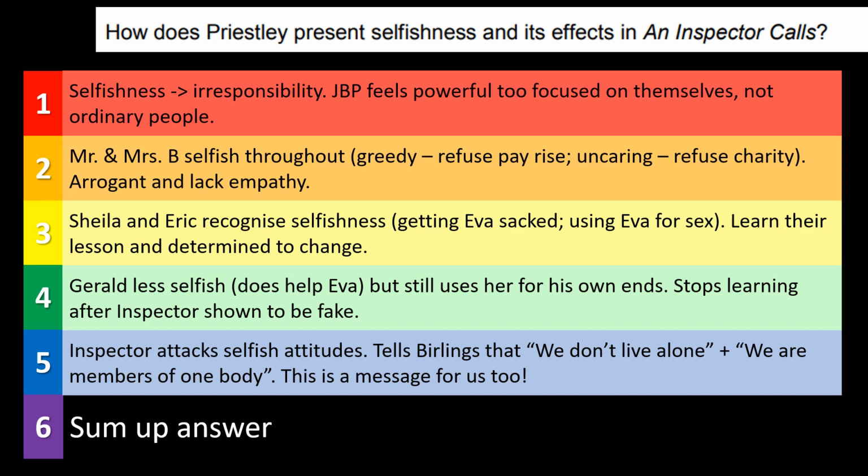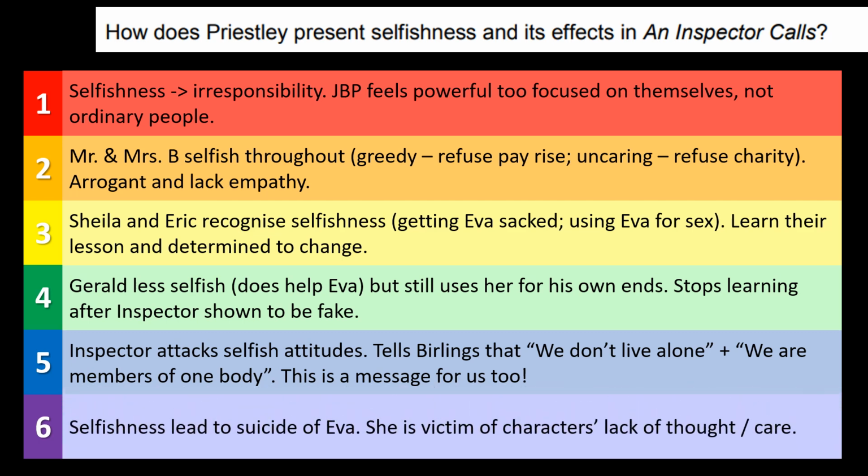In his speech, the inspector reminds the Birlings and us that we don't live alone and that we are members of one body. Therefore, we cannot be thinking of ourselves. In conclusion, the effect of selfishness in the play is the tragic and unnecessary death of an innocent woman, because none of the Birlings or Gerald stopped to think about her feelings and needs.